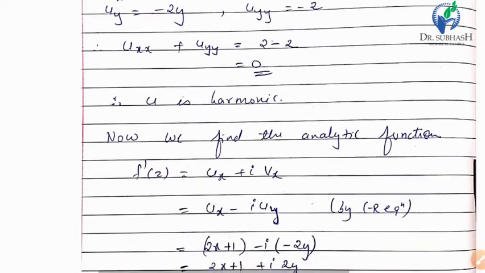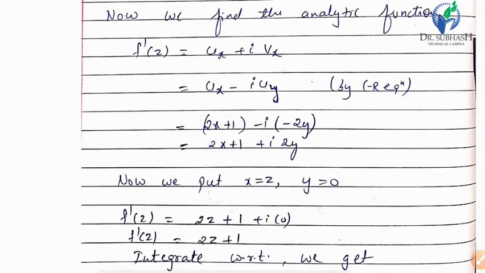Now we also need to find the analytic function. For the analytic function, as discussed above, first we need f dash z. So f dash z is equal to ux plus i vx. Now our function is given in terms of u, so I will convert this vx by CR equation. So vx equal to minus uy, that I have substituted here. Now I will put the value of ux and uy, which we have found above.